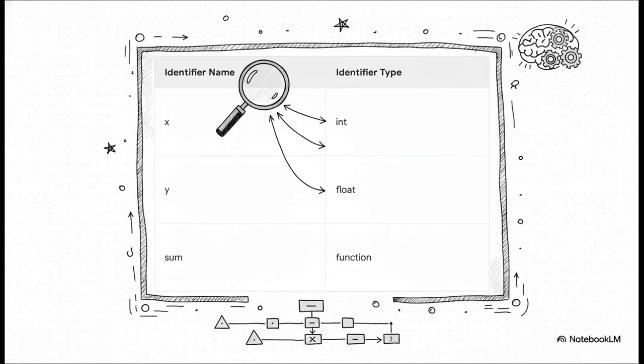And in the real world, it looks pretty much just like this simple table. For every identifier name, like our x or sum, the compiler stores its type, int or function. This simple key-value system is the bedrock that prevents your program from, say, trying to multiply a number by a word. It's the fundamental grammar check that makes our code actually work.